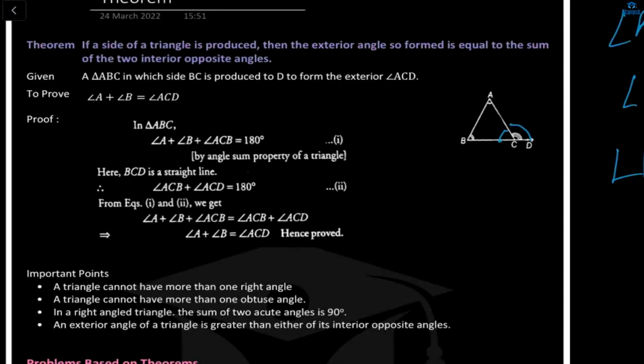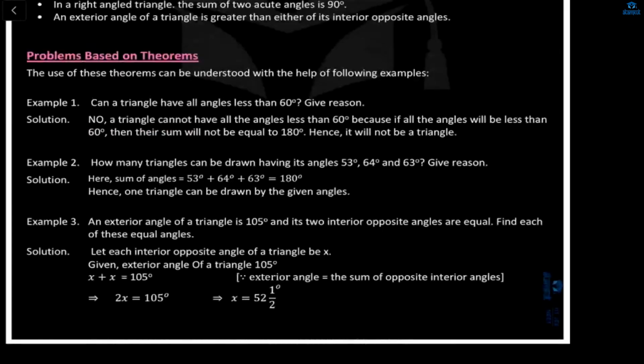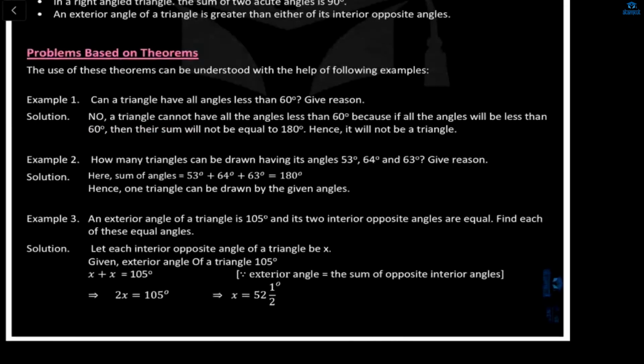Now, problems based on the theorems. Let's see some very quick, simple problems. Can a triangle have all the angles less than 60 degrees? One angle can be less than 60, in fact two angles can also be less than 60, but all three angles cannot be less than 60. Otherwise, it will not be a triangle.